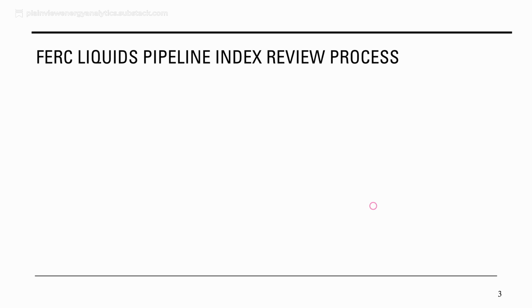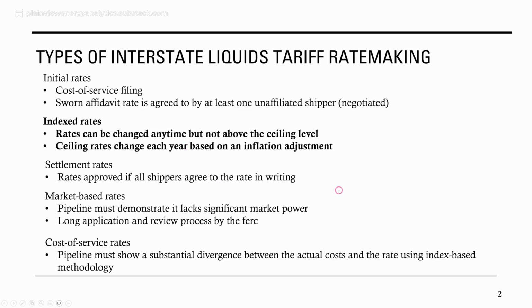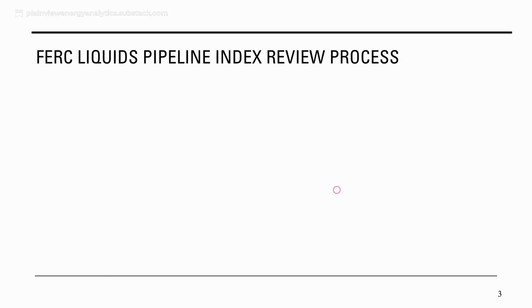So again, sticking with the index rates, because this is what we're focusing on today. Most of the pipelines have index rates. I'd say close to 80% of the pipelines do some sort of indexed rate adjustment on their pipeline. Not all of those are always at the ceiling. Sometimes the rates are below the ceiling, so the ceiling just gets raised. The rates don't necessarily get raised. But we'll talk about on the next slide how FERC actually decides what the increase on the index rate should be.